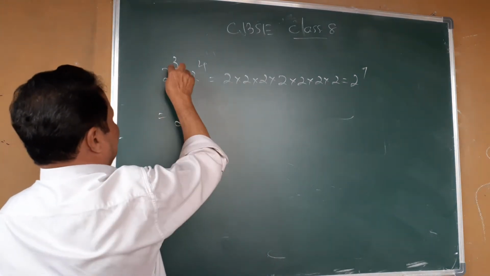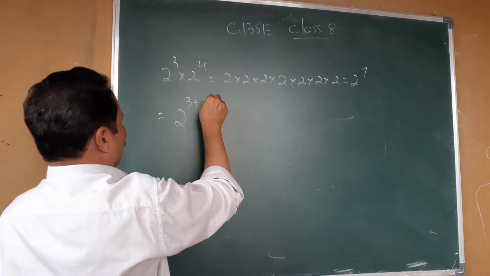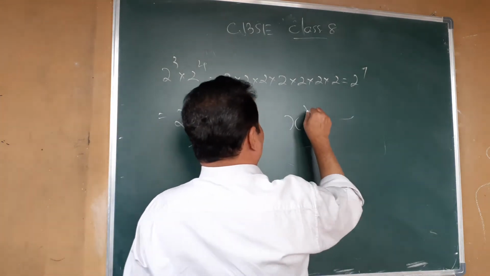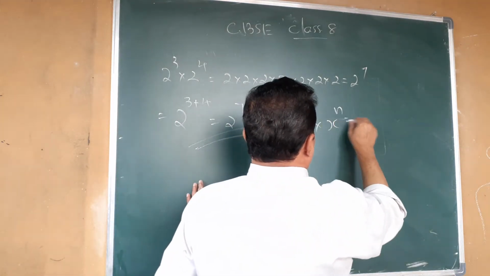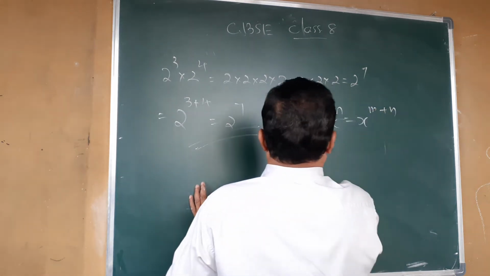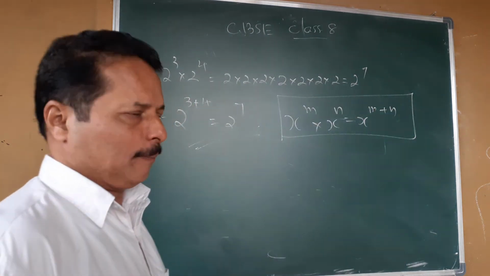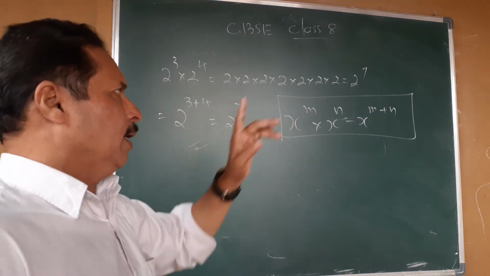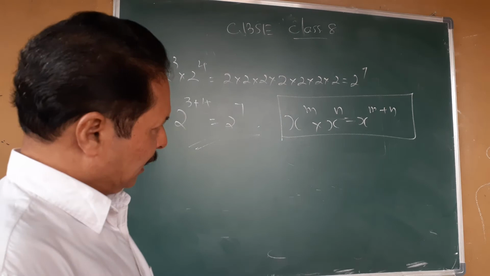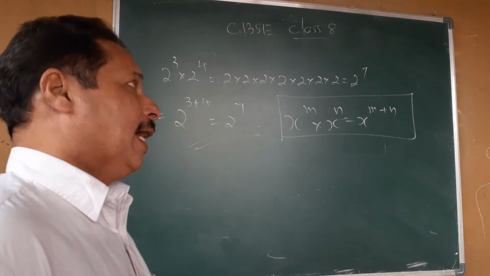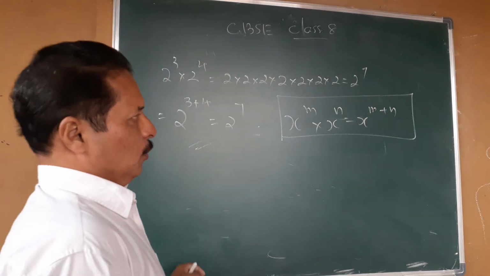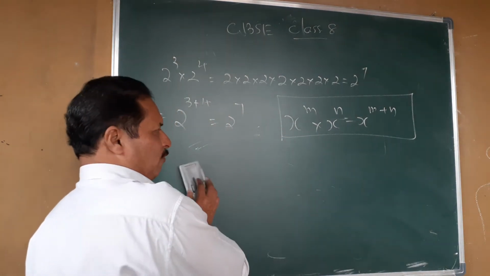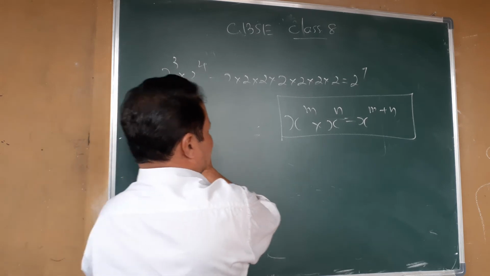That means 2 raised to 3 into 2 raised to 4 is 2 raised to 3 plus 4. That's equal to 7. That is x raised to m into x raised to n is equal to x raised to m plus n. Better you write it. This is an example for that. x raised to m into x raised to n equal to x raised to m plus n. You complete that? Exponential law. Laws of exponents. This is completed.